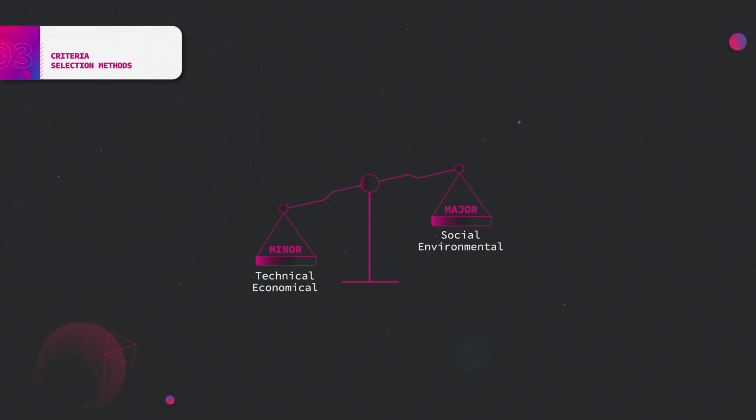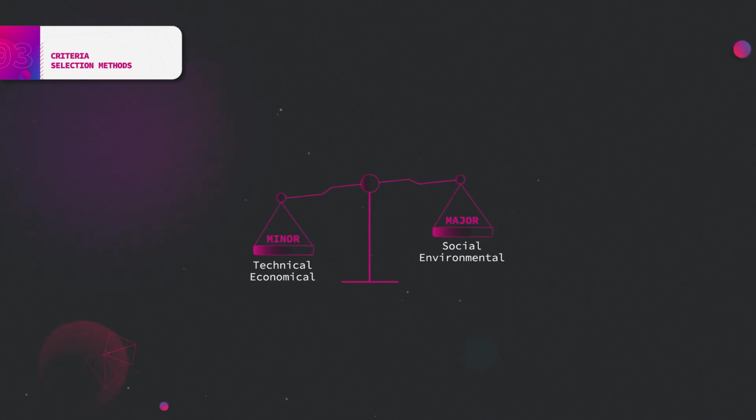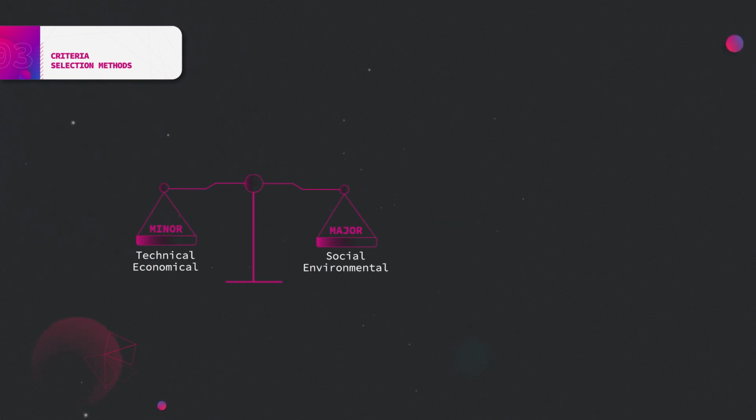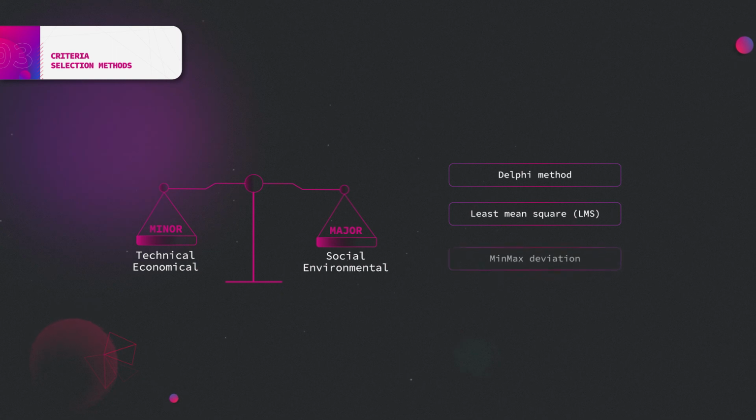There are various criteria to show the performance of energy systems, such as technical, economic, social, and environmental. However, it's difficult to decide what is minor or major criteria. Therefore, it's necessary to use rational methods to select the major criteria. Some examples of elementary criteria selection methods are Delphi method, least mean square method, min-max deviation, and correlation coefficient method, and others.